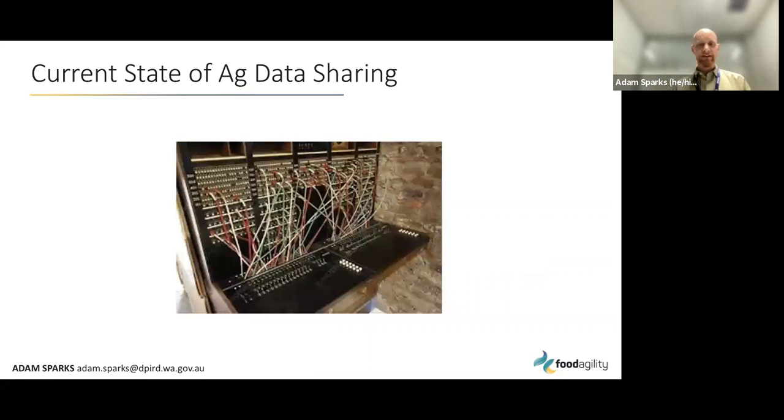So our current state of ag data sharing is a little bit like this. We know farmers want to derive use from their data. We know that they want to retain ownership and control of their data, and they should. And we also know we can transfer files around the world at the blink of an eye. The internet facilitates this in a fantastic way. It makes data sharing really easy.